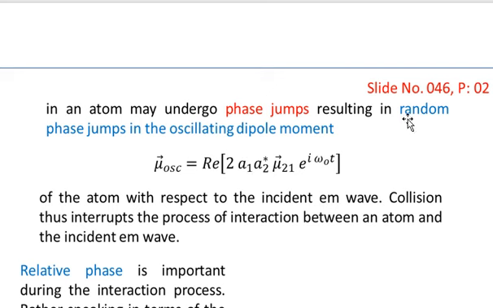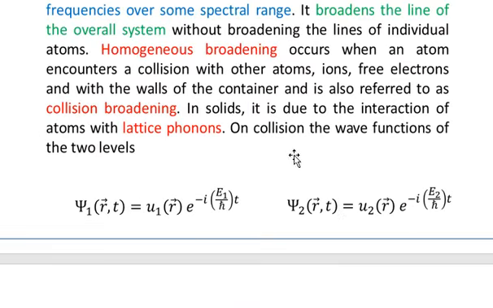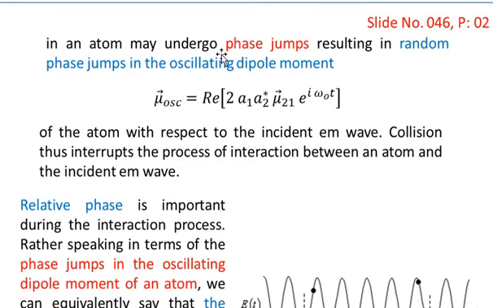So the phase jumps result in random phase jumps in the oscillating dipole moment of the atom with respect to the incident electromagnetic wave. Let me read again. On collision, the wave functions of the two levels may undergo phase jumps, resulting in random phase jumps in the oscillating dipole moment of the atom with respect to the incident electromagnetic wave. Collision thus interrupts the process of interaction between an atom and the incident electromagnetic wave.